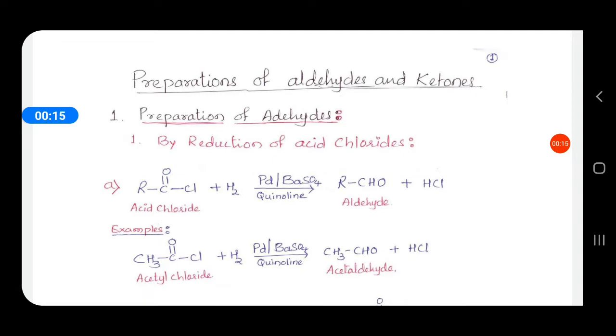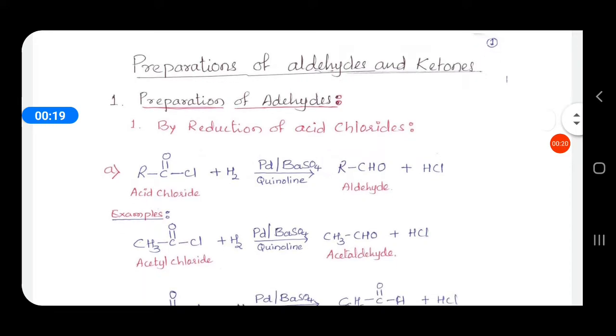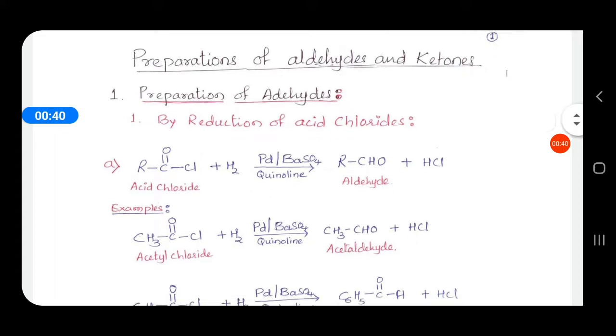Today we are going to discuss the preparation of aldehydes and ketones. In the last class we discussed the structure of the carbonyl group. In this class we are going to study the preparations of aldehydes and ketones. There are many methods to prepare aldehydes and ketones, but here only two methods are discussed. The first one is the preparation of aldehydes.